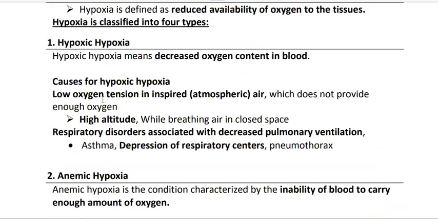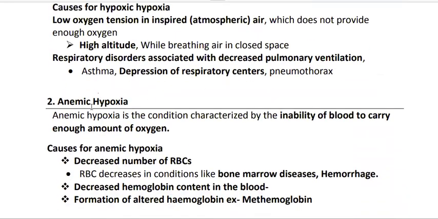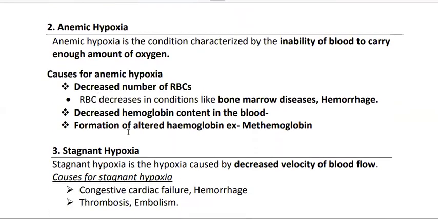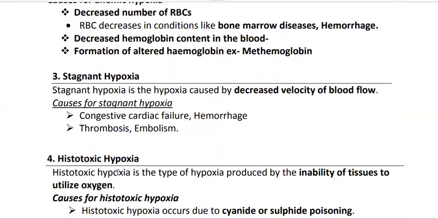So once again, hypoxic hypoxia: decreased oxygen content in blood. Anemic hypoxia: inability of the blood to carry enough amount of oxygen. Stagnant hypoxia: decreased velocity of blood flow. Histotoxic hypoxia: inability of the tissues to utilize oxygen.